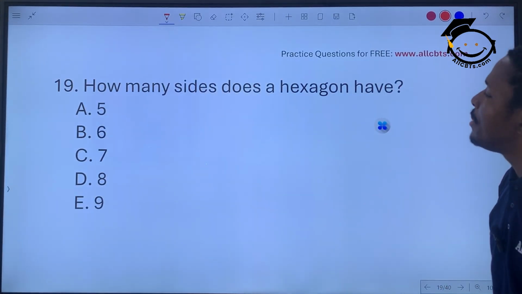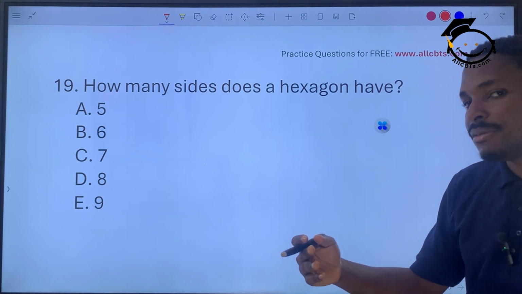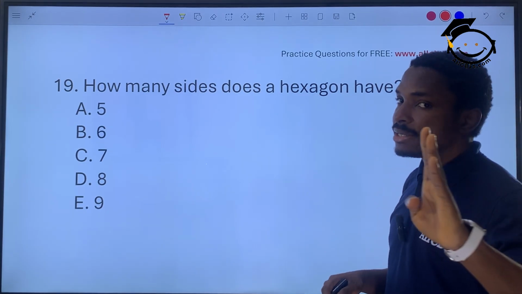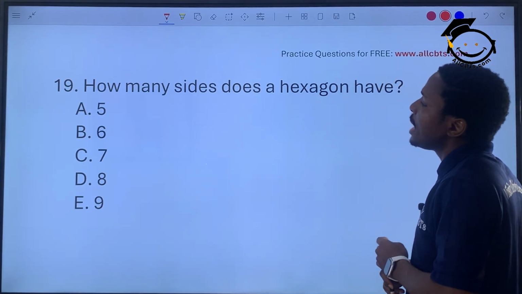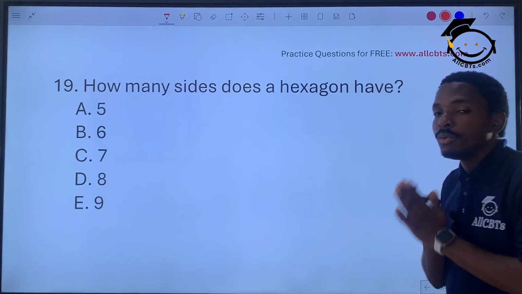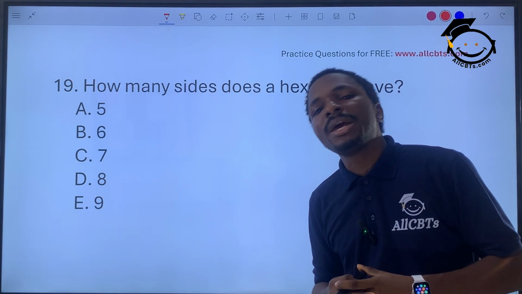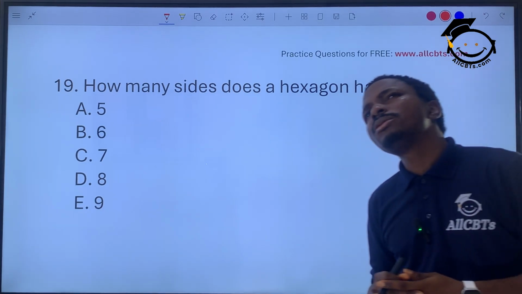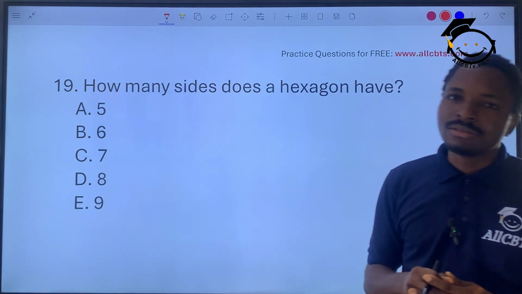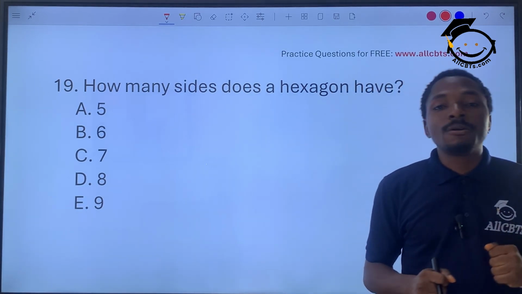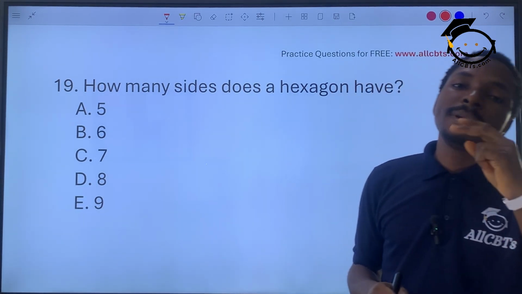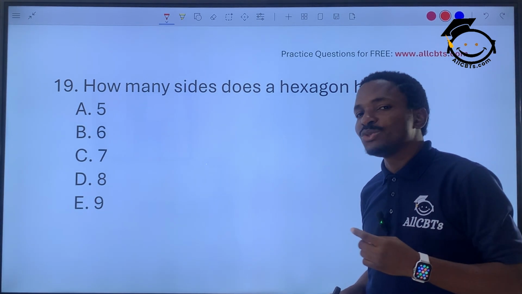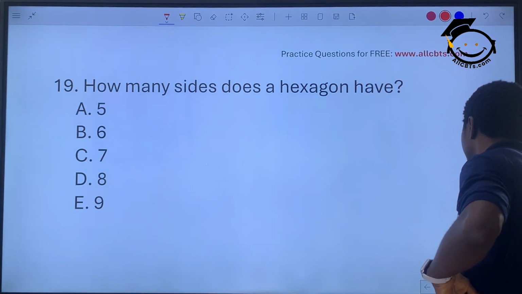Question 19. How many sides does the hexagon have? Now, hexagon has 7 sides. 7 sides. That's a simple one. What about pentagon? What about nonagon? What about octagon? Okay. In the comment section, let me know how many sides a pentagon has and a nonagon. Those two. Let me know in the comment section.